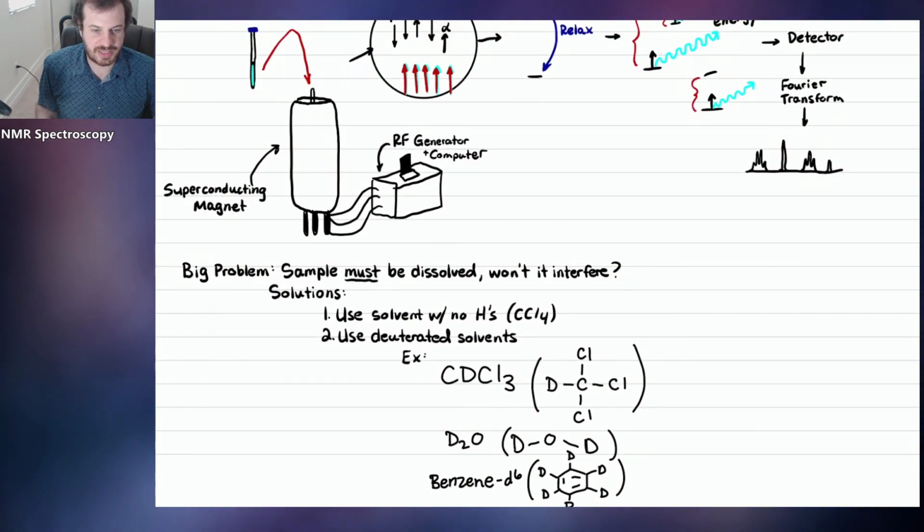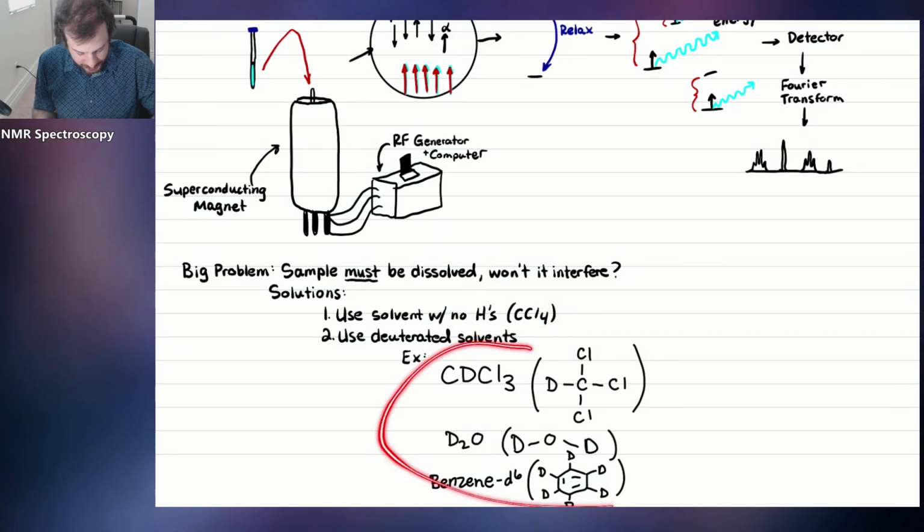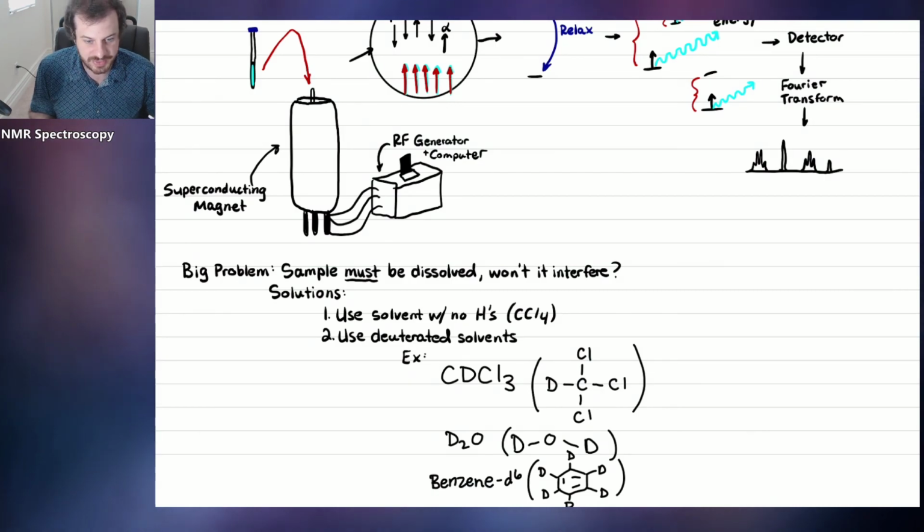Okay, so that's a solution that allows us to solve the problem of the solvents interfering with the song that our sample sings. We need our solvent to be NMR silent. So we either choose a solvent with no hydrogens or a solvent that has all the hydrogens replaced with deuterium, which is NMR silent because it has an even number of neutrons.